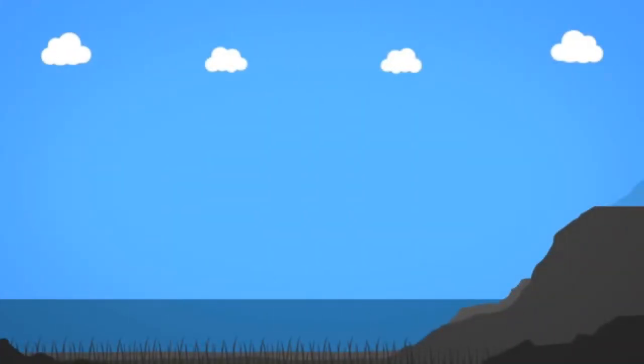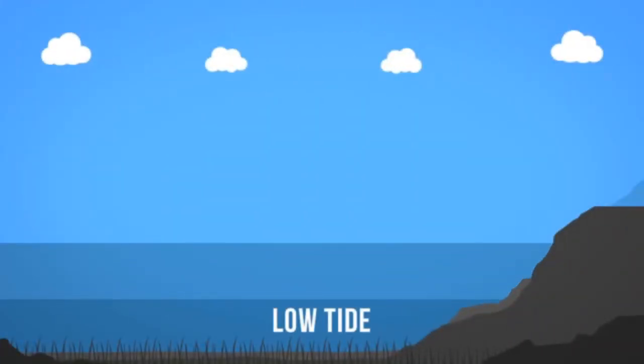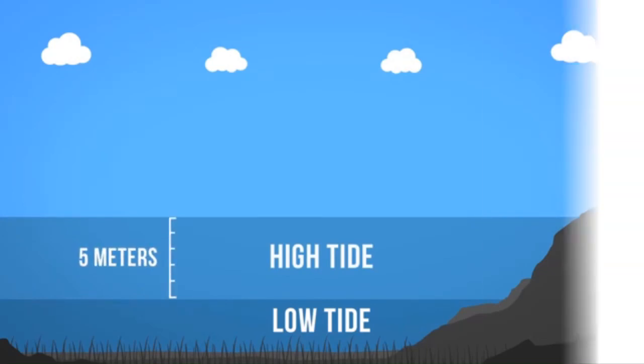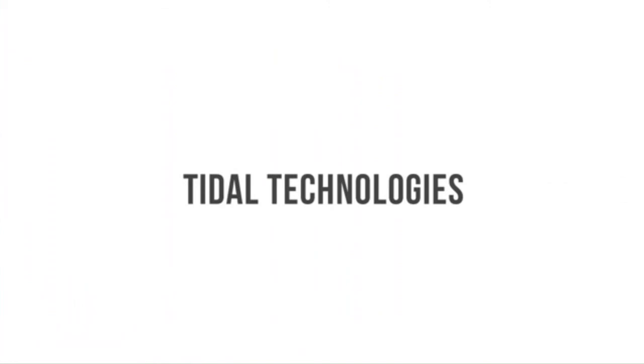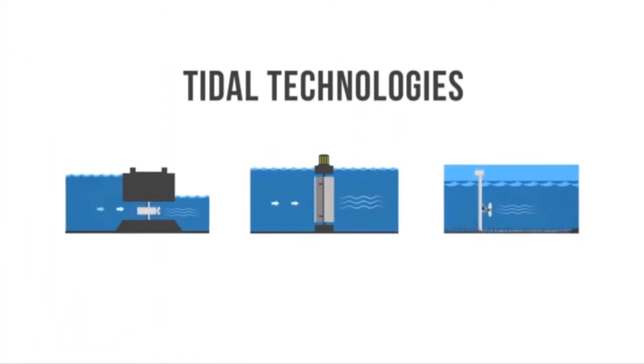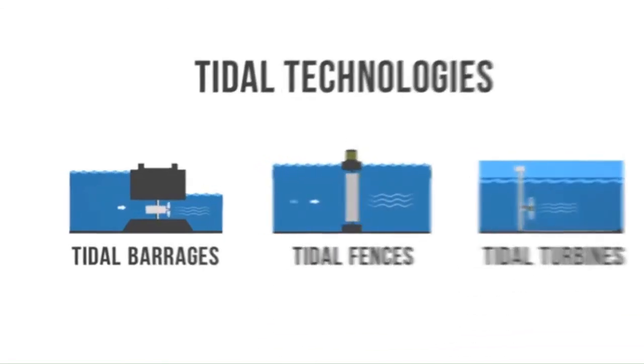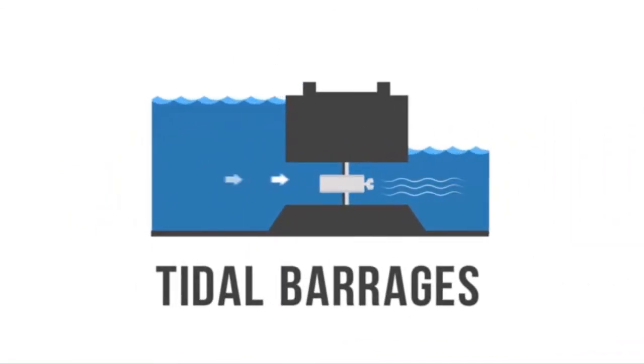Coastlines often experience 2 high tides and 2 low tides on a daily basis. The difference in water levels must be at least 5 meters high to produce electricity. Tidal electricity can be created from several technologies, the main ones being tidal barrages, tidal fences, and tidal turbines. Tidal barrages are the most efficient tidal energy sources.